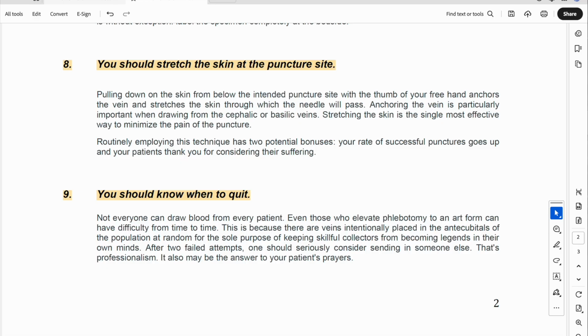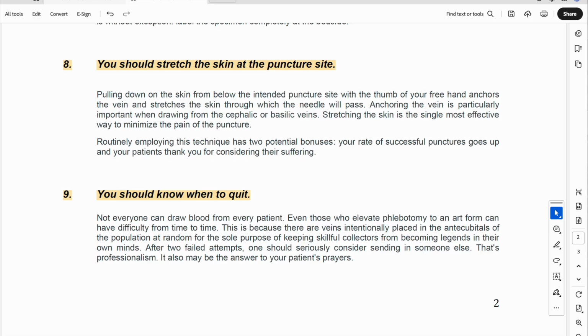After two unsuccessful attempts, seriously consider calling for assistance. This guideline protects both you and your patient. For you, it prevents the frustration and loss of confidence that comes with repeated failures. For your patient, it limits trauma and discomfort. Remember, some veins seem to exist solely to humble overconfident phlebotomists.